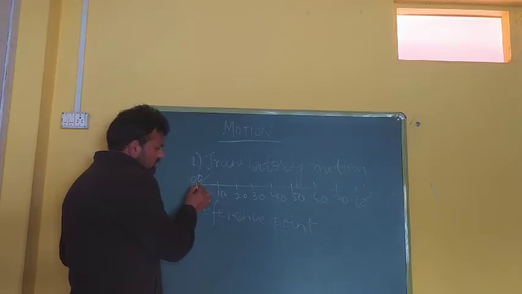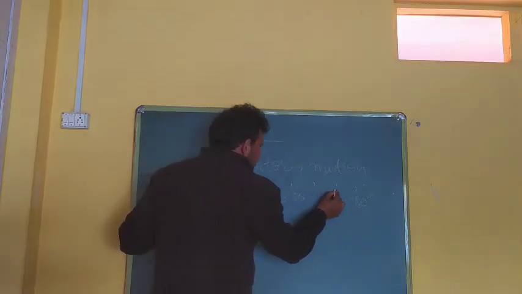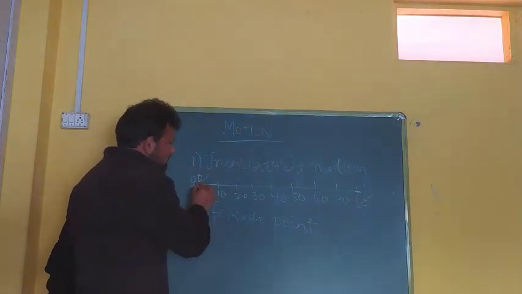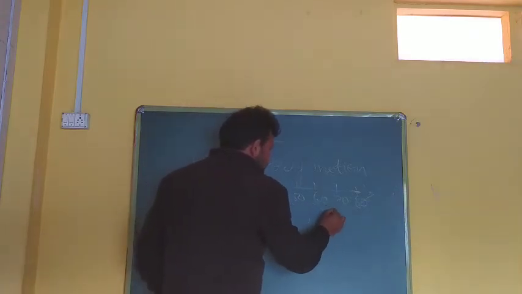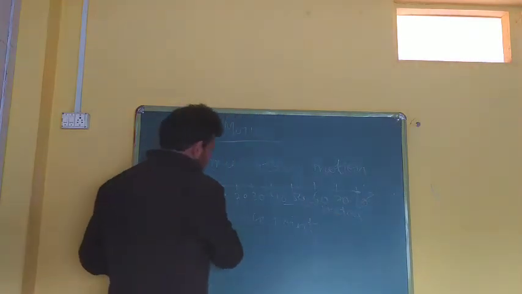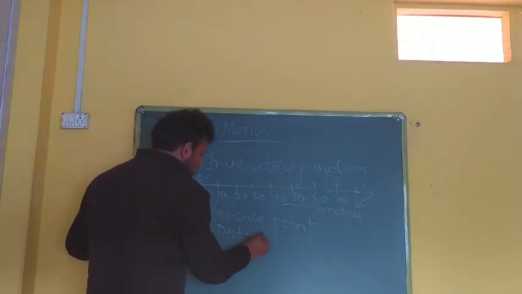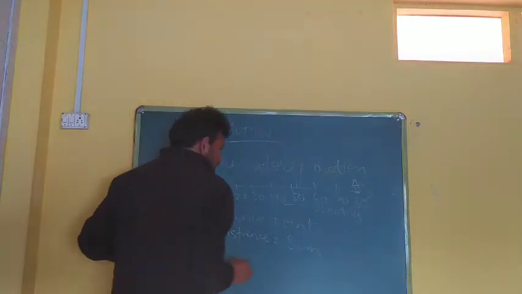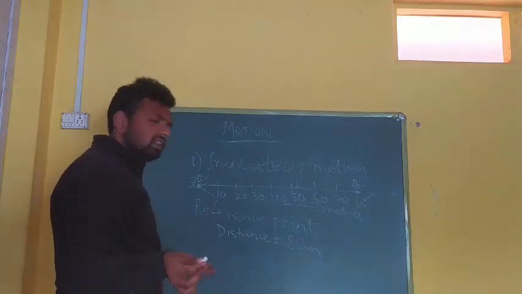Now let this particle start moving from here. So O becomes the reference point. So let it move. If it is moving in a straight line, let it reach here. Okay? So this particle has traversed a distance of 80 meters. This is expressed in meters. Suppose this point is A. This particle has traversed a distance of 80 meters. Fine. It's very simple. Okay.